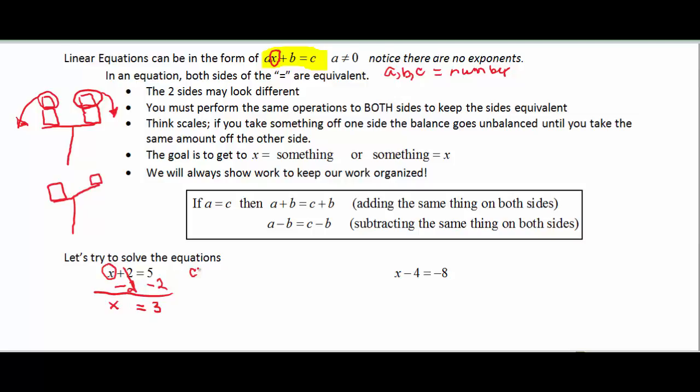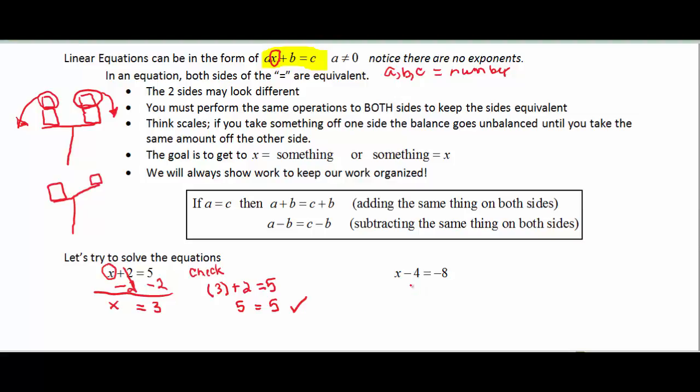I can always check to make sure that I did it right by just plugging and chugging. So instead of x, I'm going to have 3 plus 2 equals 5. Well, 3 plus 2 is 5, and that is equal to 5. So we know that we found the right answer.